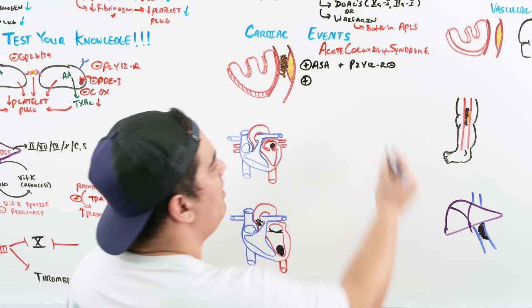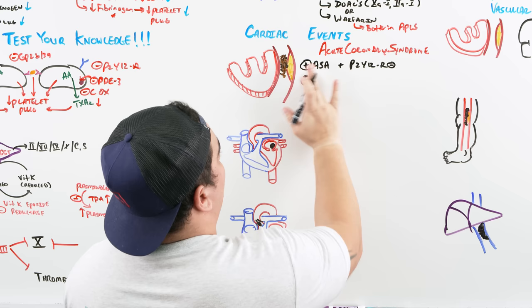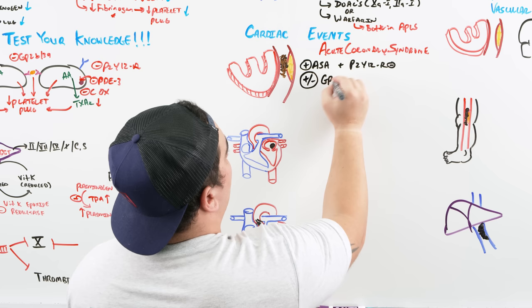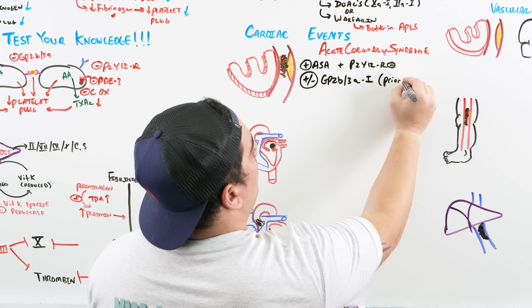So this will be the first situation, right when the patient comes in through the door. The second thing to add on is a plus or minus. Let's actually make this a plus or minus. So plus or minus is going to be a GP2B3A inhibitor. This is only prior to PCI.